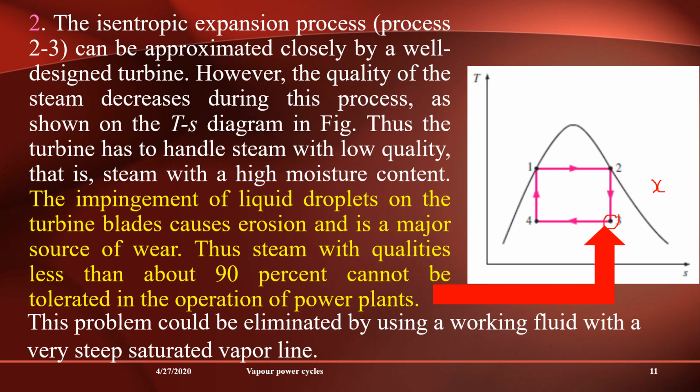So this X value, you can check here, after expansion this point is in the mixed region. That means at the end of the expansion process, the turbine blades have some liquid content inside. Liquid droplets moving inside the turbine blades cause erosion, and that will be a major source of wear. It will damage the blade.